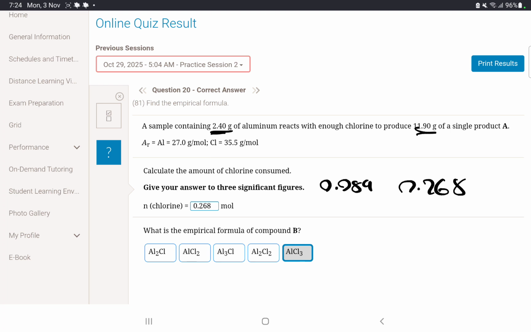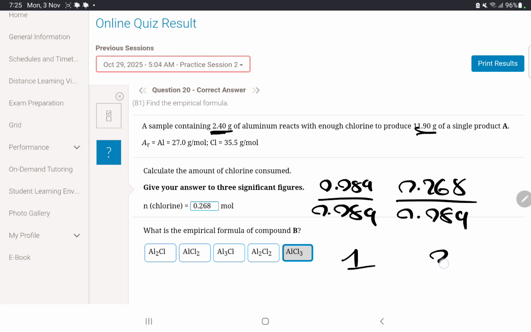Oh no, sorry. The smaller one between these two is the 0.089, which is why we're going to divide by 0.089. Sorry, my bad. Okay, this gets 1. 0.268 divided by 0.089 gives you 3. Okay, so 3.01, but if it's 3.0 something, we can keep it as 3. So this is the Al and this is the Cl, so it's AlCl3.